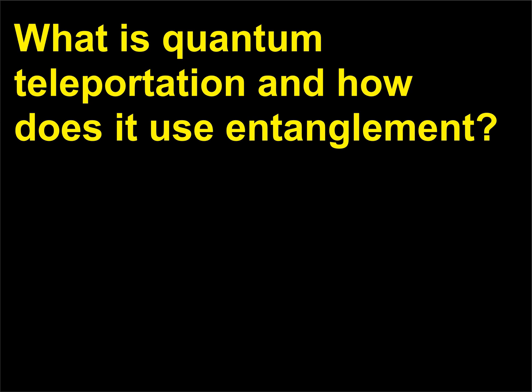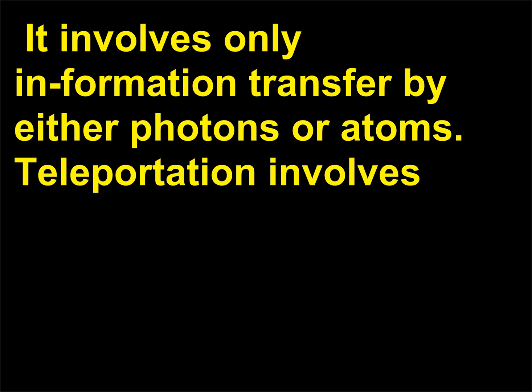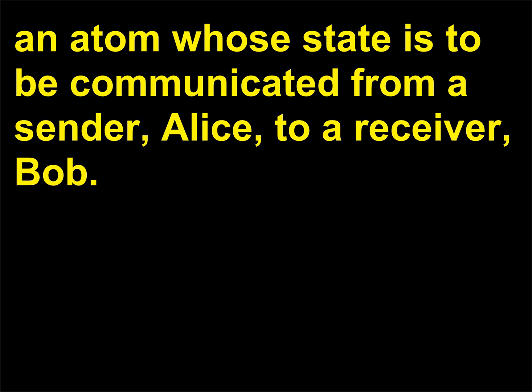What is quantum teleportation and how does it use entanglement? First, what it is not. It is not "beam me up, Scotty," where a person disappears at one place and appears at another. It involves only information transfer by either photons or atoms. Teleportation involves an atom whose state is to be communicated from a sender, Alice, to a receiver, Bob.